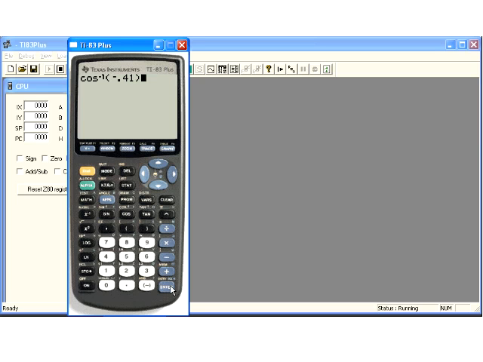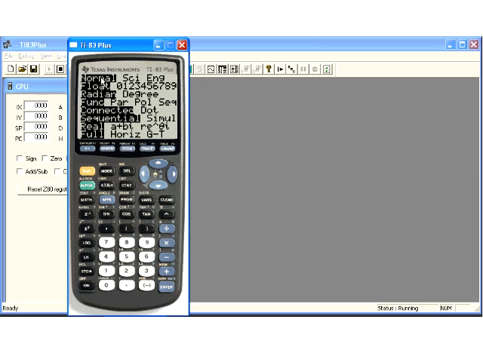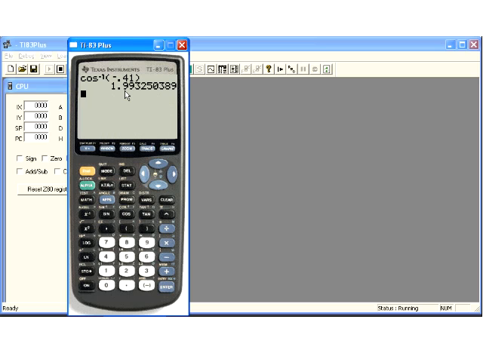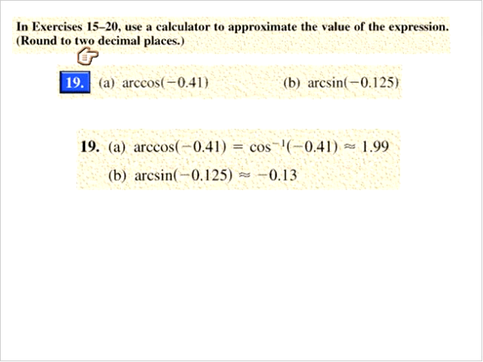So negative 0.41. So we should get 1.99. If you don't, make sure that you are actually in your radian mode and not degree mode. Okay, so if you don't get that number, you're in the wrong mode. The second one we're trying to find is arc sine of negative 0.125. And we get negative 0.125. And those do match up to our answer key, so that's always good.